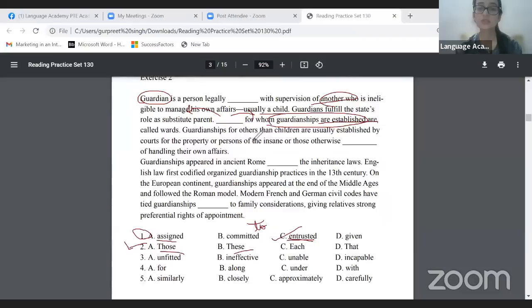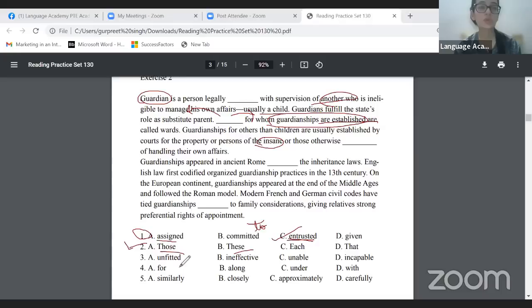Guardianships for others than children are usually established by courts for the property or persons of the insane or those otherwise dash of handling their own affairs. So either the people are insane. Insane means they are not mentally fit, mentally they're not mentally stable, or any otherwise dash of handling their own affairs. So otherwise also they are not able to handle their affairs. We have unfitted. Fitted is not a word.